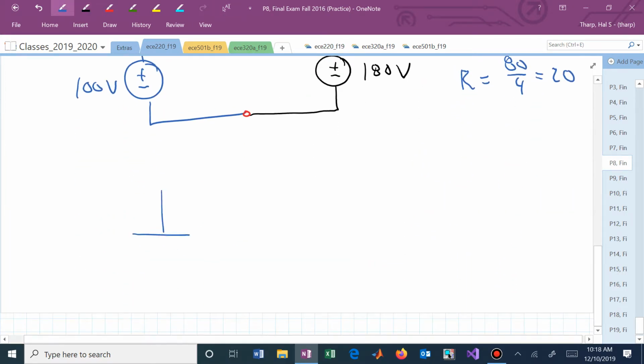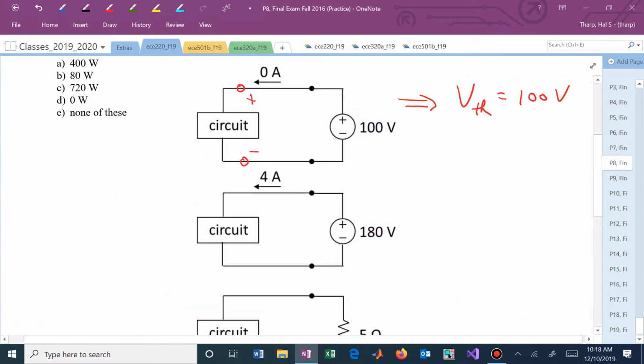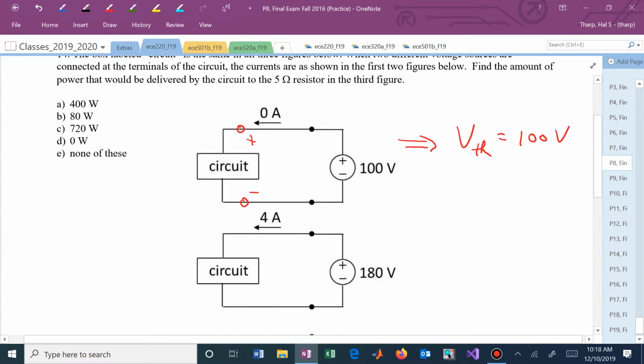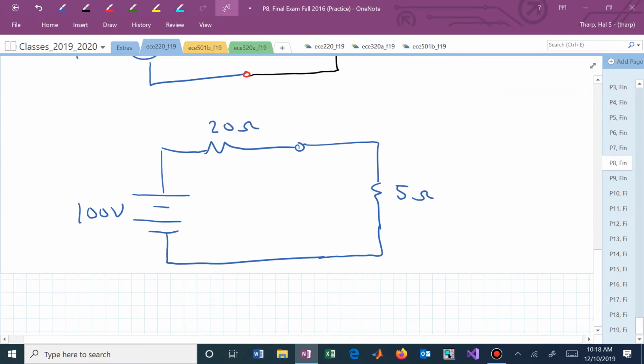So now we know this. I don't know why I'm changing that, but it was a DC source, so now it's DC. And we've now attached 5 ohms, and here's 20. And the question was, find the amount of power that would be delivered by the circuit to the 5 ohm resistor in the third figure. So now we need to find the power there.